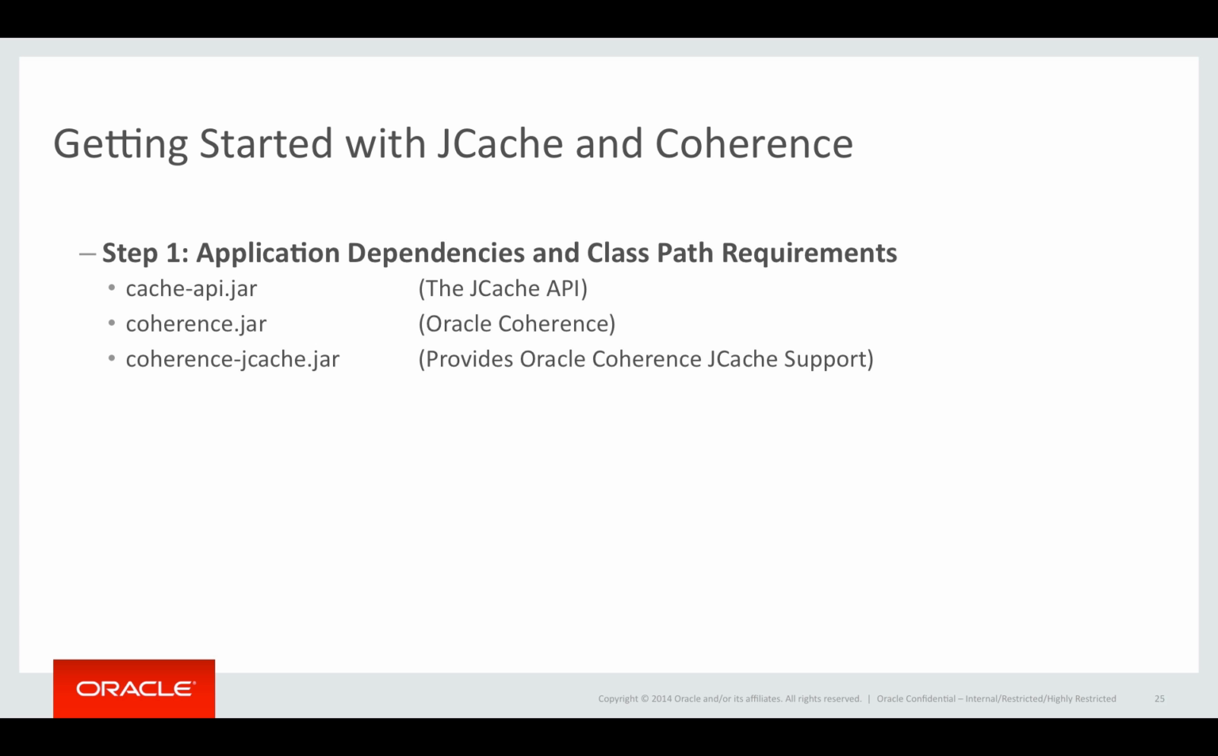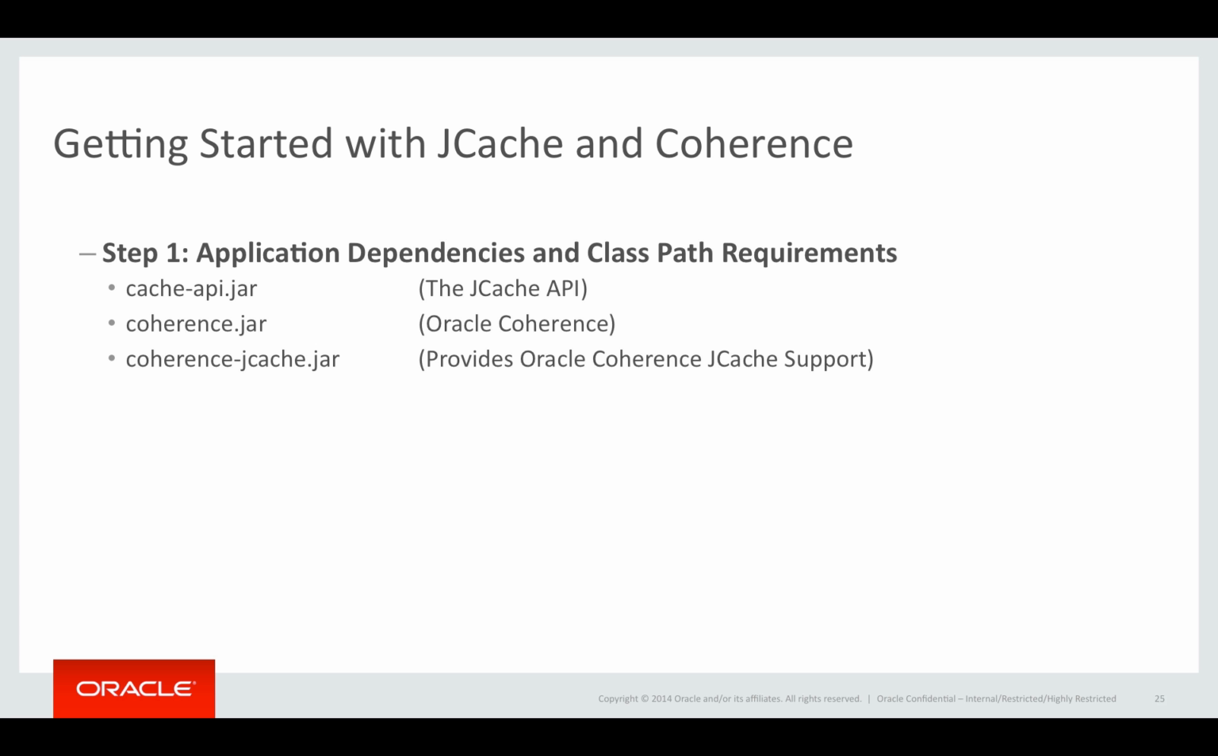In reality, there are 5 simple steps using JCache with Coherence, and 4 of those are common regardless of which provider you're using. The first step is to include the appropriate jars on your class path, or have them packaged with your application. To use JCache, you'll always require the cache API jar. This defines the standard API and any helper methods that we ship with JCache.